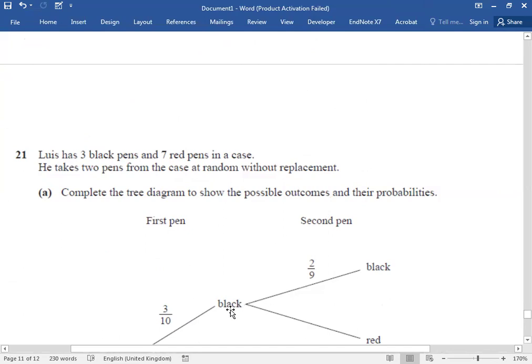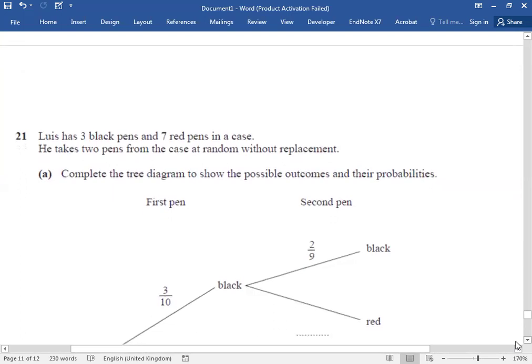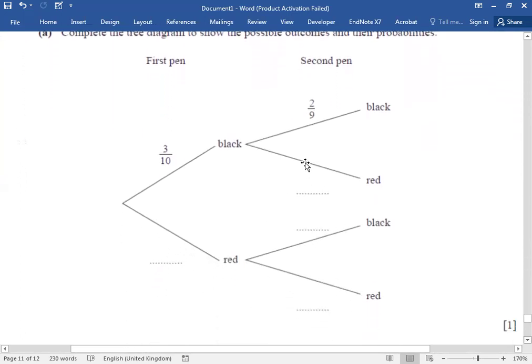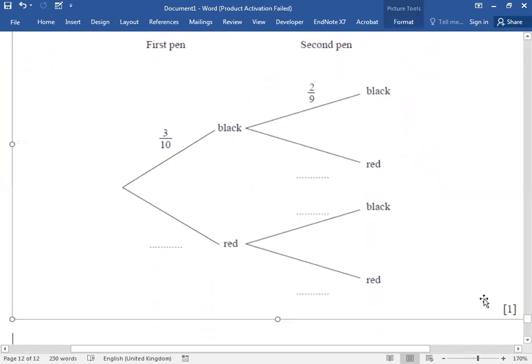So if he takes the black one out, that means that there is one less in the black one, so that is 2 over 9 for black. What about this red one? 7 over 9. What about this red one? 7 over 10. If the first one is red, then the second red is 6 over 9, and the black is 3 over 9. If the first one is red, then the black remains the same. Make this tree on your own.